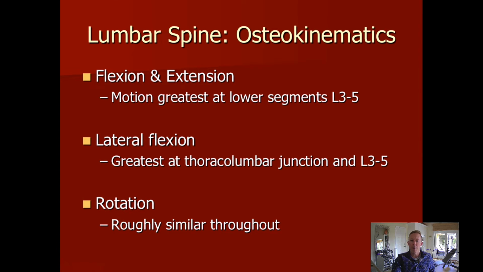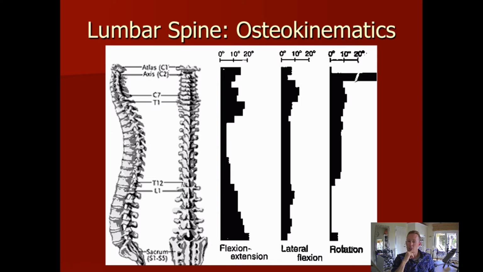And I think I've got a graph here. Yeah, so this is a really useful one. You might want to save this for later. But this shows different movements. So down here we got flexion, extension, side bend, lateral flexion, and then rotation. And it shows it, of course, as it relates to each part of the spine.